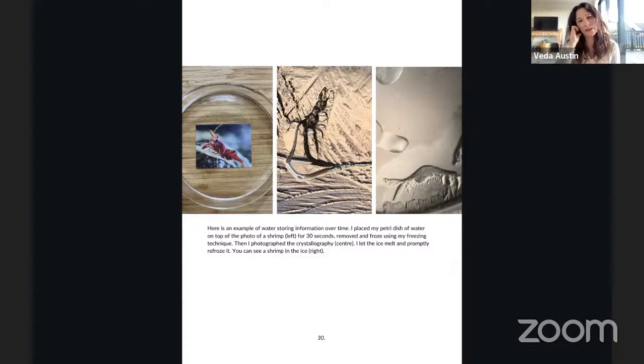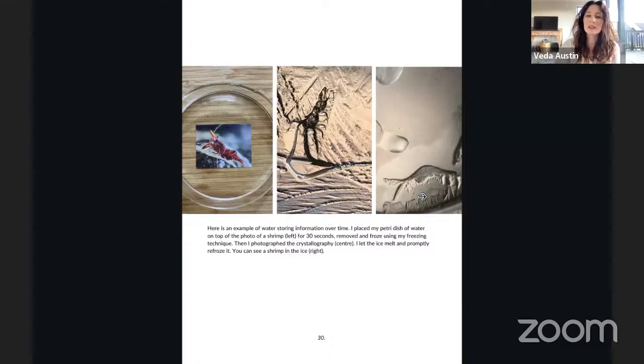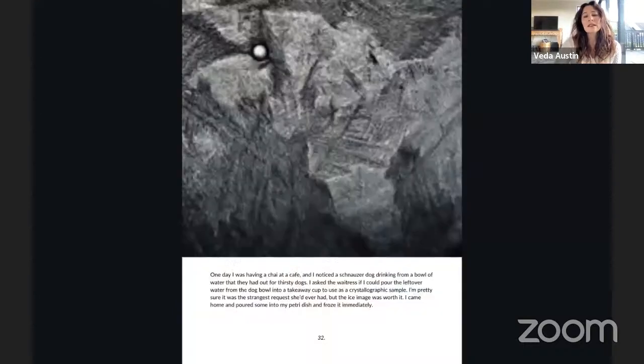Here's another one where I've let the ice melt and refroze it, and you see that it's still within the memory of the water. Now, you can only do this melt and refreeze approximately 8 times, depending on how much water you put in. If I know I'm going to do a lot of melting and refreezing, I add a little bit more water in. The process requires some tipping of water out, so that's why you get less and less water as you go.